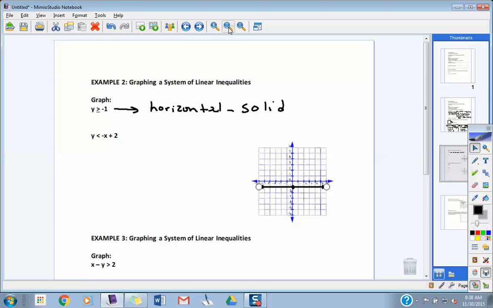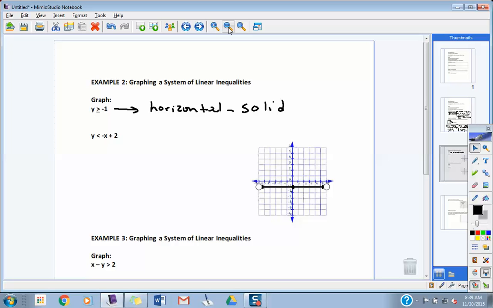I mean, I can plug a point in. So for instance, if I plugged in 0, 0, just a quick reminder, if I plug this point in right here, you don't have to do this. That point is 0, 0, right? At the origin. If I plug that in, this becomes 0 is greater than or equal to -1. Is that true or false? Is 0 bigger than -1, kids?